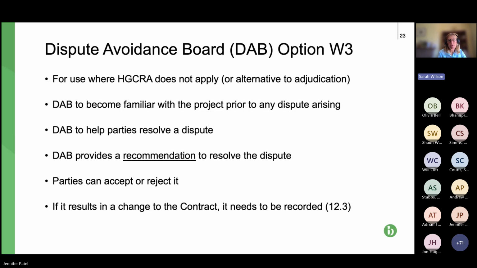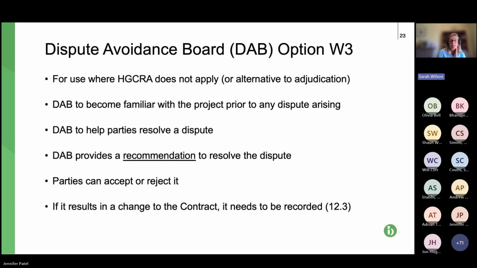So you have a dispute avoidance board. Typically it would be 3 individuals. So usually there would be 3 people not involved with either business. So they will be independent to the project, but they will be engaged from the outset and they'll be involved in what is going on. So third bullet point, they are there to help the parties resolve a dispute. They don't make a determination, they make a recommendation. It is non-binding, so the parties can accept or reject it. If they accept it, then it results in a change to the contract and it needs to be recorded.